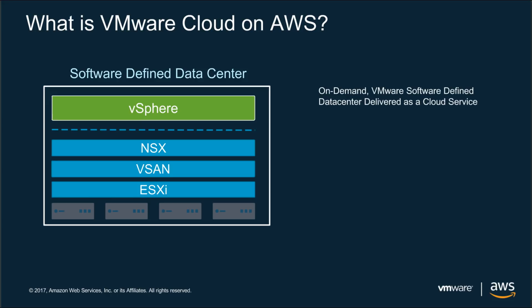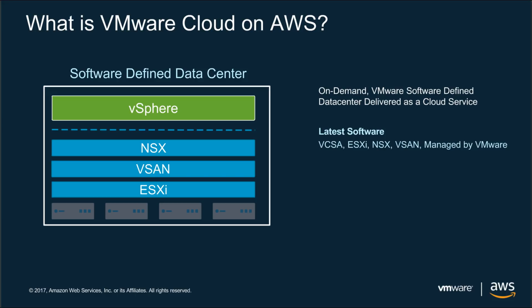So from a VMware Cloud on AWS perspective, this is an on-demand service that actually delivers the software-defined data center as a cloud service. So you can click a button in a console or make an API call, and you can deploy a complete environment running VMware Cloud on AWS with all of these software-defined data center components completely configured and ready to use out of the box.